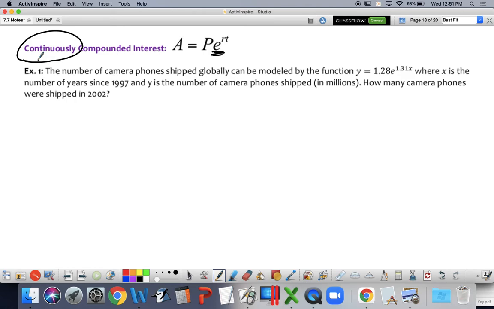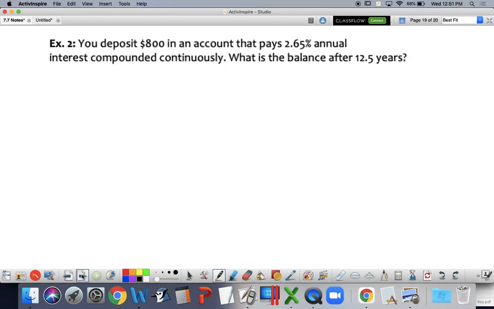Let's look at example 2. It's a little bit more interesting than cameras. Example 2: you deposit $800 in an account that pays 2.65% annual interest compounded continuously. So I saw the word continuously. What is the balance after 12.5 years?